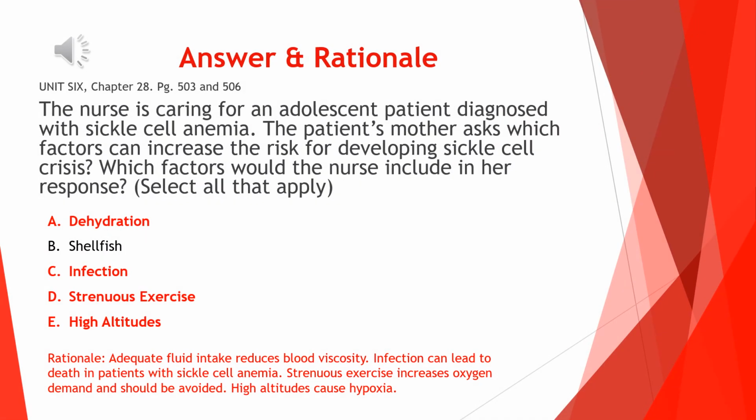The correct answers are A. Dehydration, C. Infection, D. Strenuous exercise, and E. High altitudes. If you selected all of those, pat yourselves on the back. Great job. Remember, adequate fluid intake reduces blood viscosity. Infection can lead to death in patients with sickle cell anemia. Strenuous exercise increases oxygen demand and really should be avoided. In addition, high altitudes can cause hypoxia.